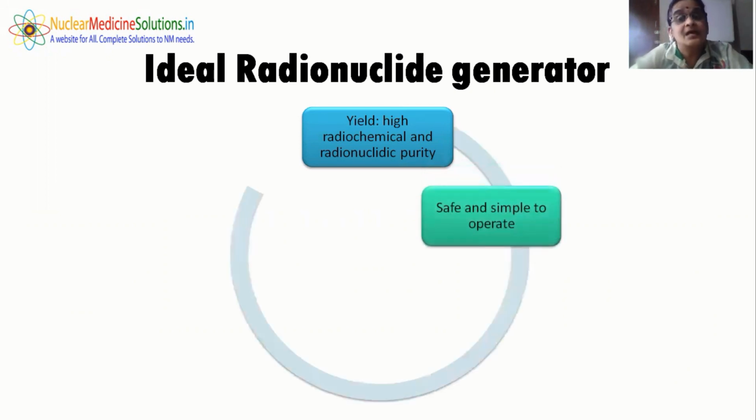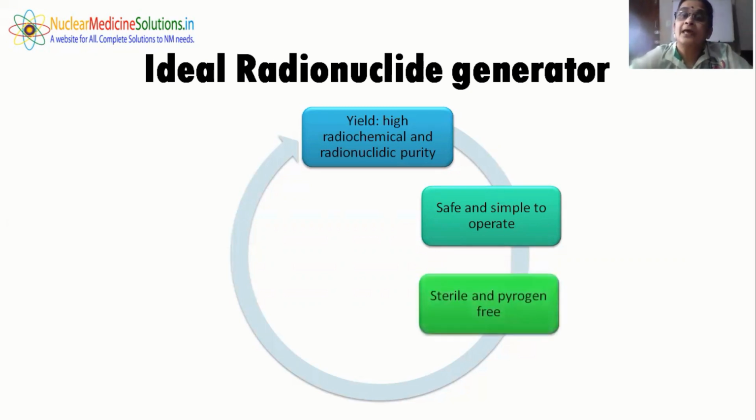It has to be safe and simple to operate, so that the technical training required for beginners is minimal and it can be very easily learned. And the yield that is produced has to be sterile, without any microbial contamination, and pyrogen free. Pyrogen free means it should not have any substance which will increase the temperature of the patient's body. Because we have to use all this for intravenous injections, the yield has to be sterile and pyrogen free.